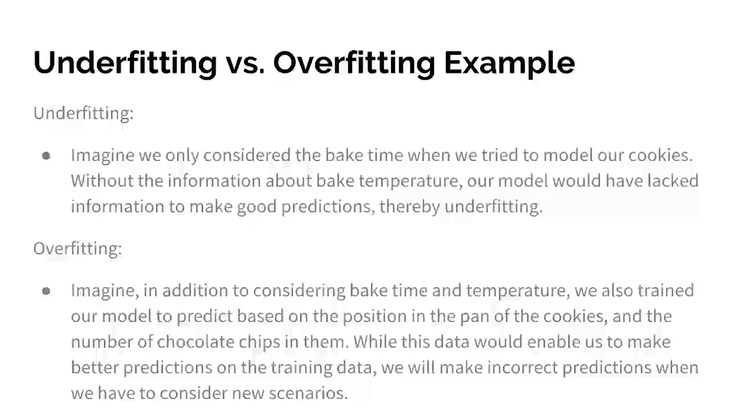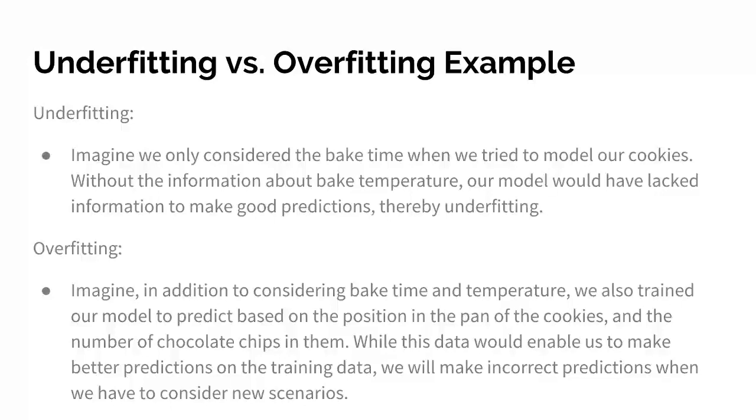So how do we tie this back to our cookie example? Well, for underfitting, imagine we only consider the bake time when we try to model whether our cookies are cooked or not. Without the information on bake temperature, our model would lack information to make good predictions, thereby underfitting.